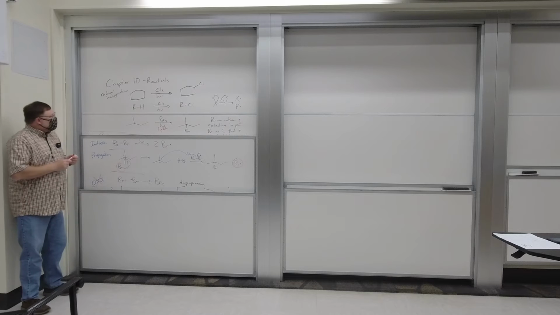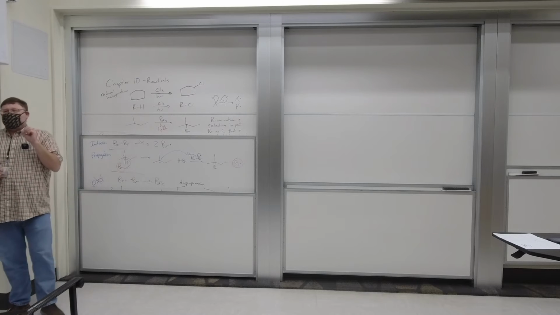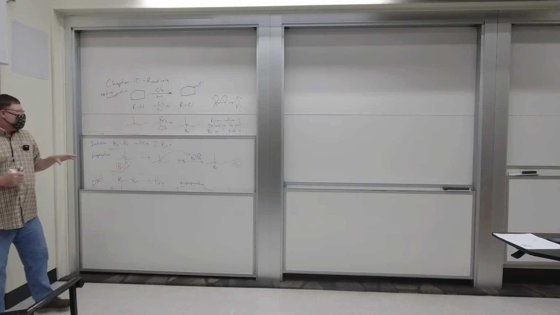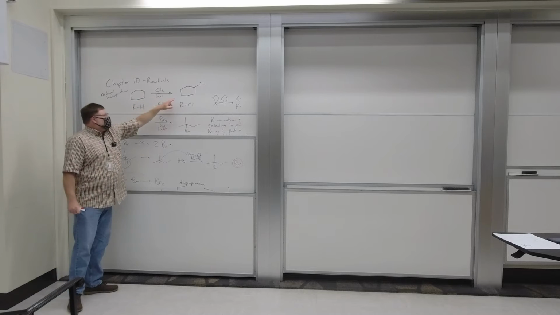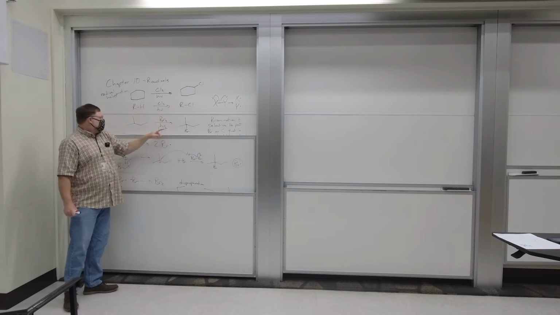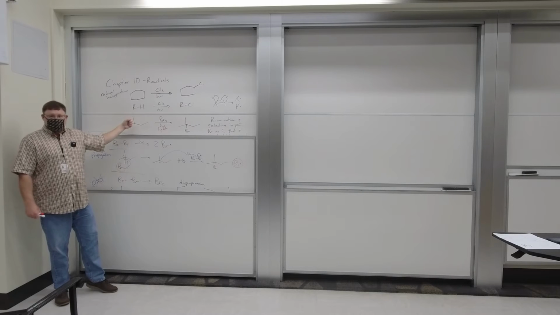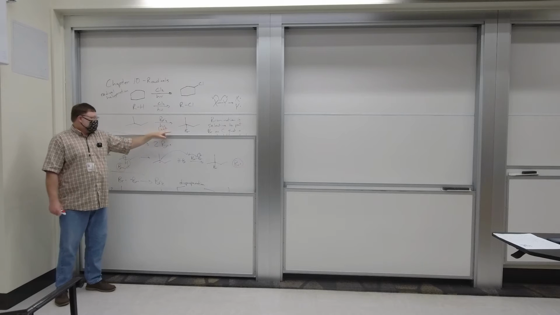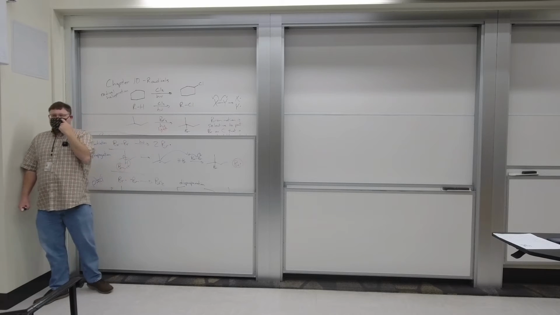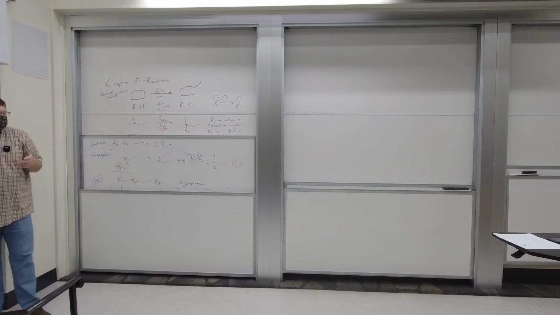If I take Cl2 or Br2 and I shine light on it, I'm going to end up replacing an H with either a Cl, if I use Cl2, or a Br. The H that gets replaced is the one that would make the most stable radical when pulled off. That's going to be important in the next bit.